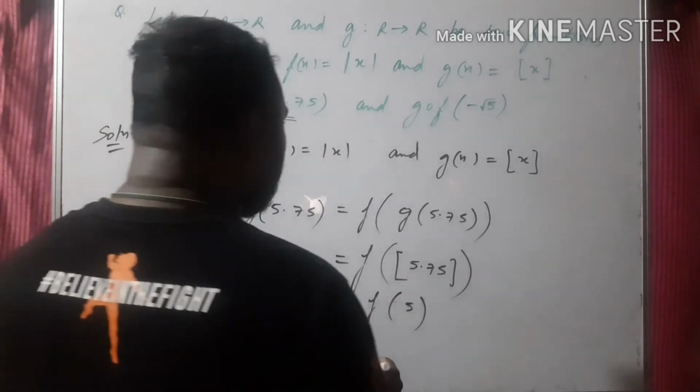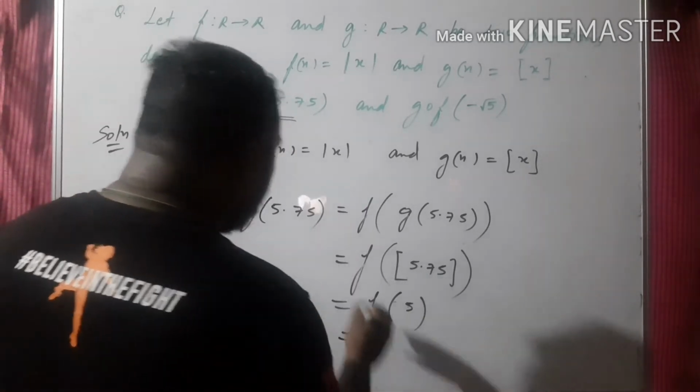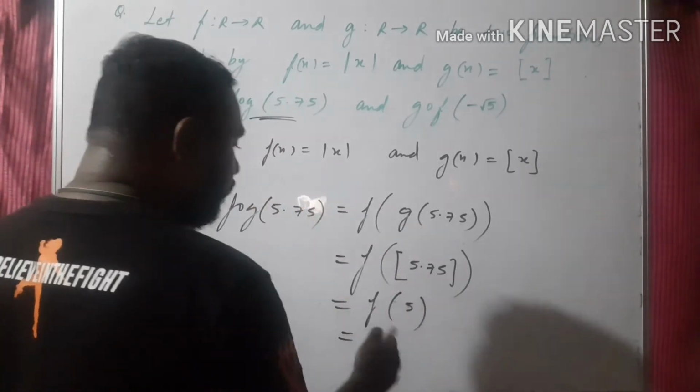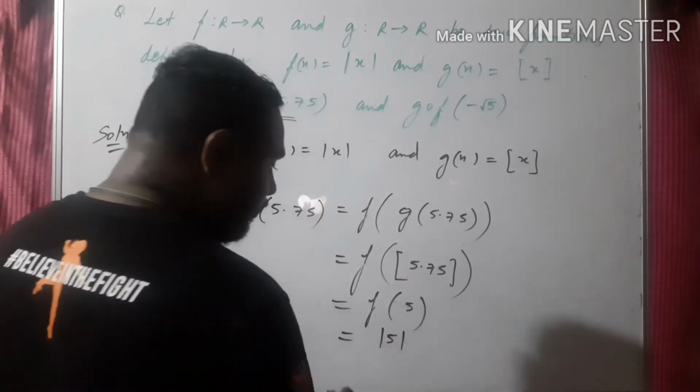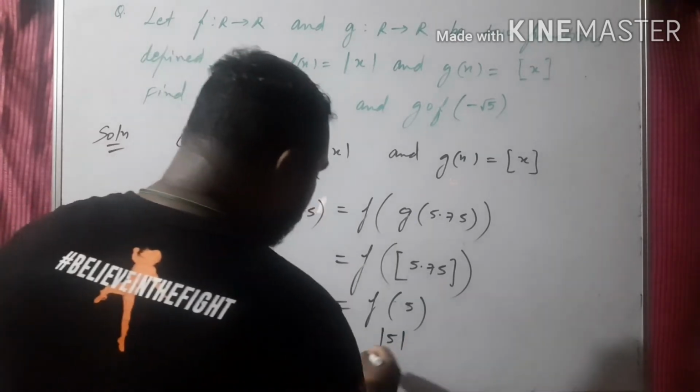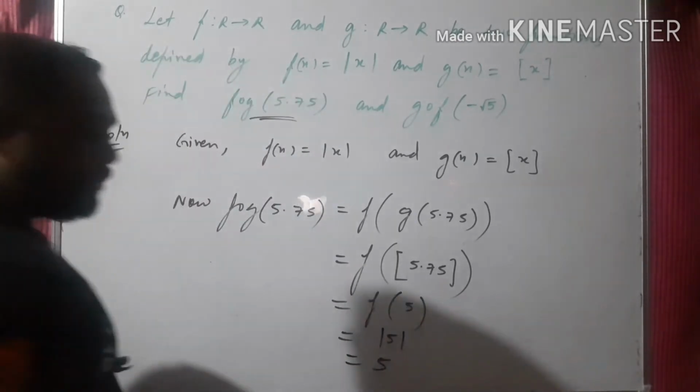Now f of 5 will be what? If f(x) is mod x, then f(5) will be mod 5, the modulus of 5, and the modulus of 5 is what? 5 only. Okay.